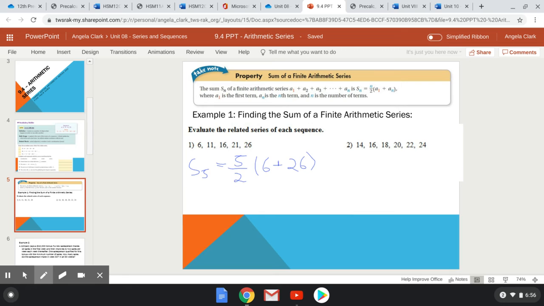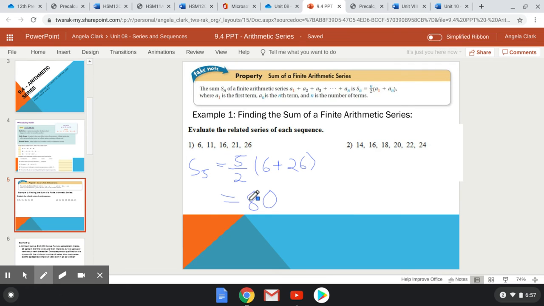Then either in my head or in a calculator, I would do that math and I would get 80. So my sum, if I add all these together, would be 80. If you want to check on your own, you can add all these numbers together and see if you get 80, which is definitely what you should get because this formula works. But if you want to prove that to yourself, go ahead and do that.